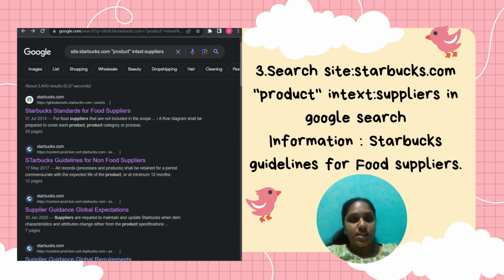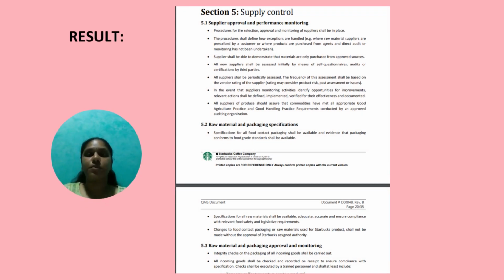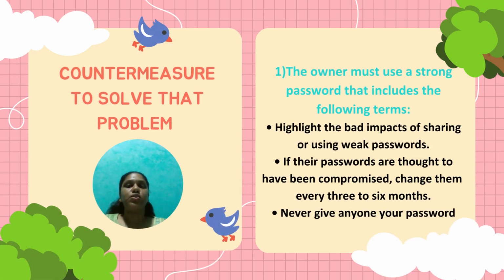First, we went to Google search. We typed site:starbucks.com product intext:supplies in Google search. The information we obtained from here was the Starbucks guideline for food supplies. This is the result we obtained from the search. It's about the supply control of Starbucks. There are 3 points we got from this document: 5.1 supplier approval and performance monitoring, the next one is raw material and packaging specification, and the third is 5.3 raw material and packaging approval and monitoring. Next, I'll be elaborating about the countermeasures to solve the problems.